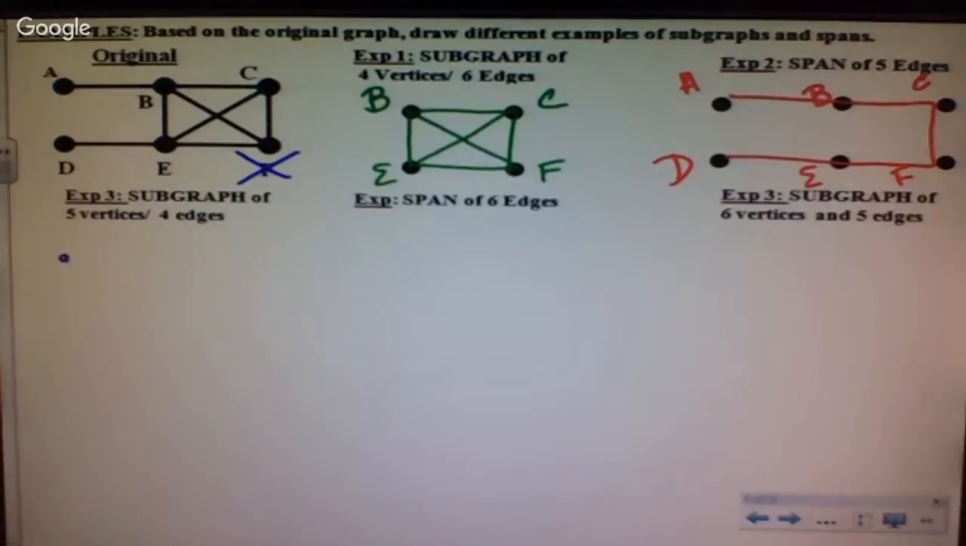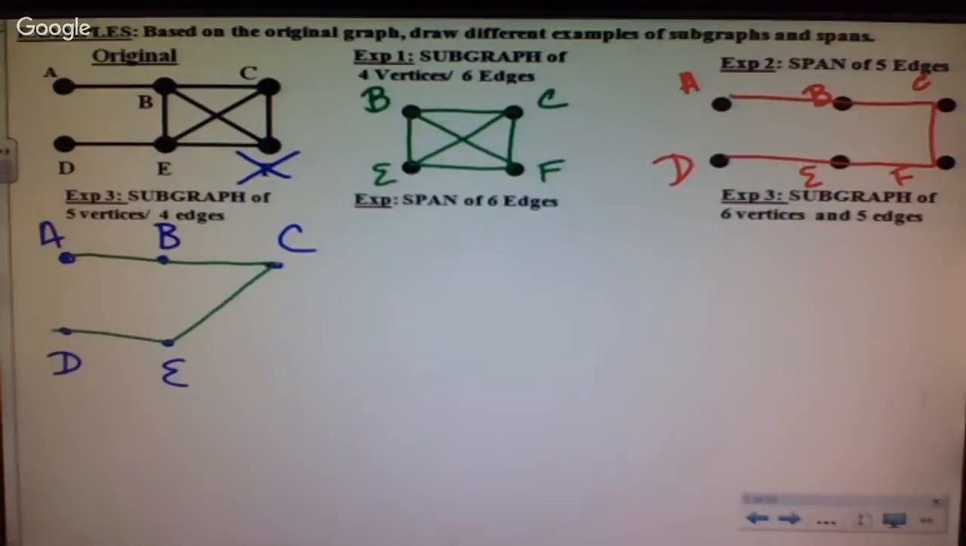Okay, so she wants to use A, B, C, D, and E. Okay. So we now need to connect those 5 points with 4 lines. The lines have to come from the original graph. So what lines would you like to use? A, B, C, cross over to E, then go over to D. That works. Again, each one of these lines, I trace from the original picture.